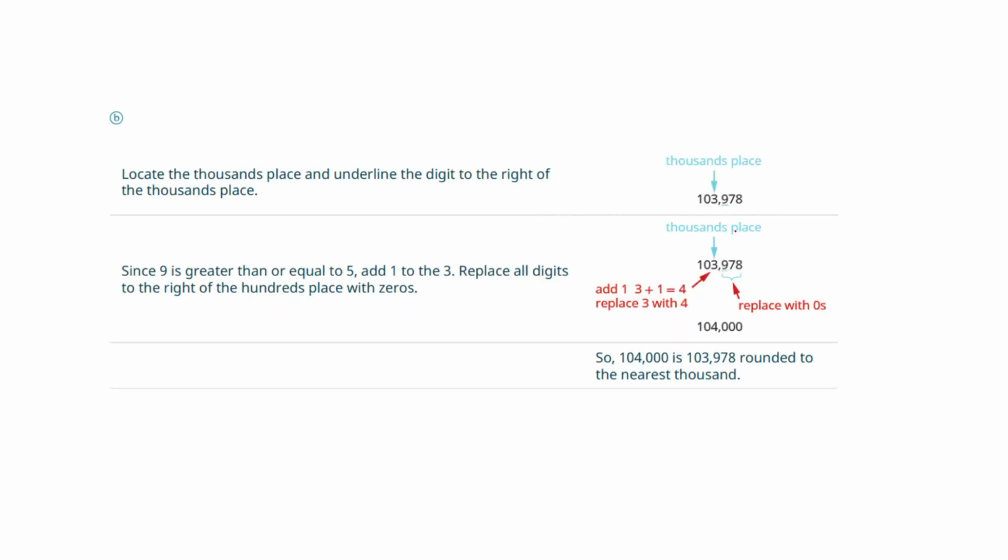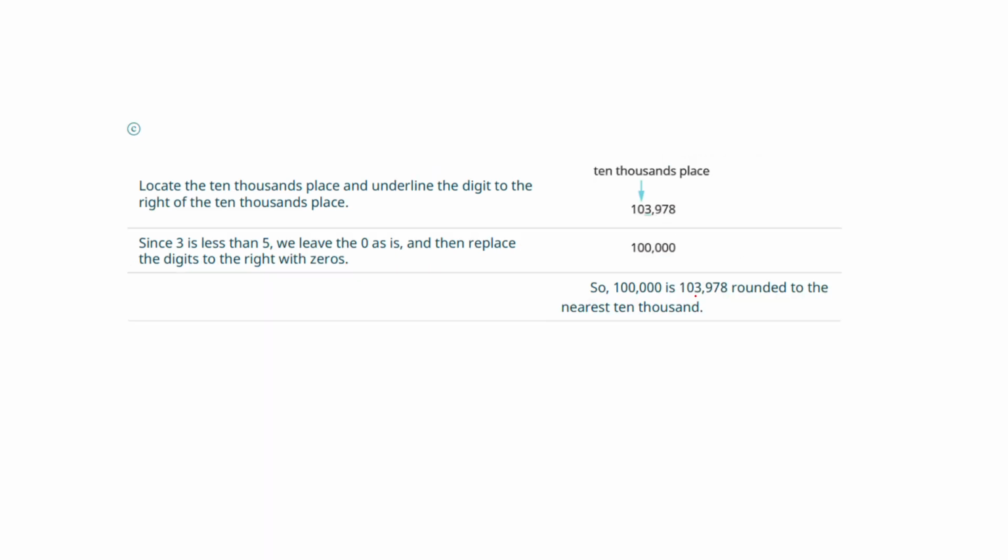Okay, they want us to round the thousands place, so we're going to look behind it. That's a 9, so that's going to round up. They want the 10,000s place, which is this guy. Look behind it, it's a 3. So for the first time, that's not big enough. We only round up for 5 or higher, so we're not going to round up. We're just going to make it 100,000.